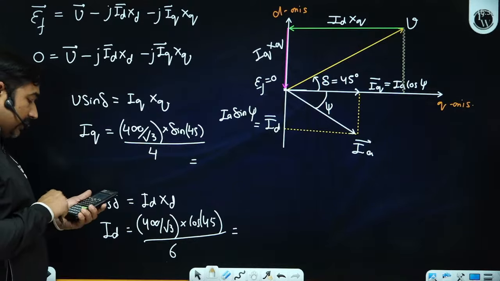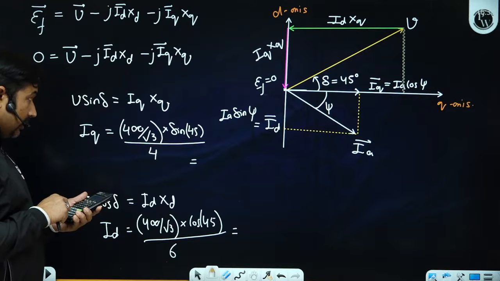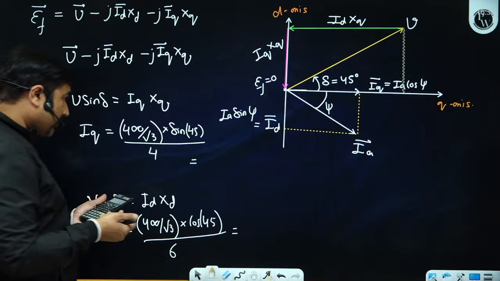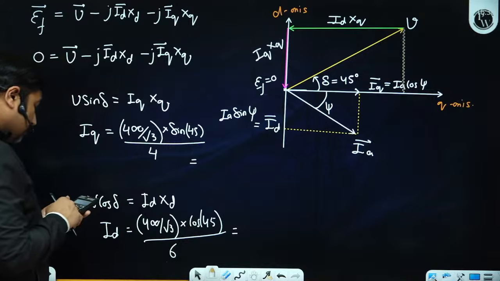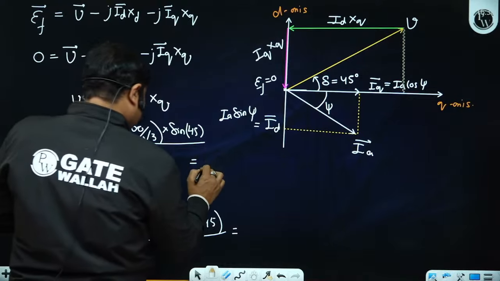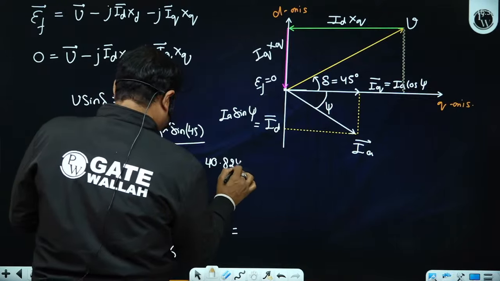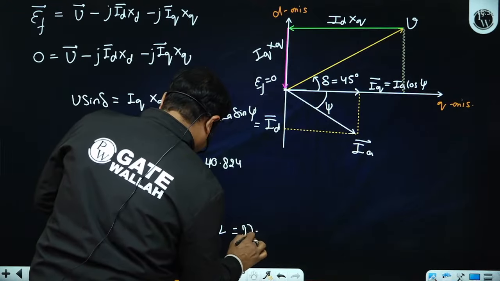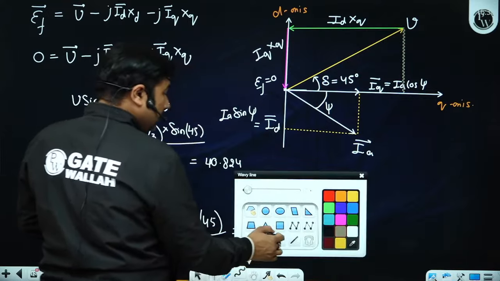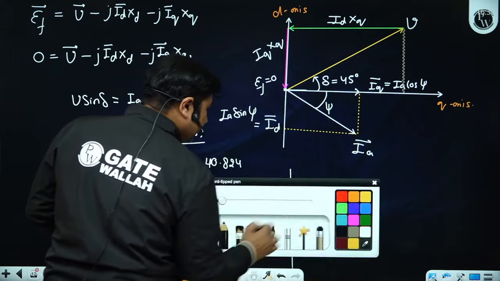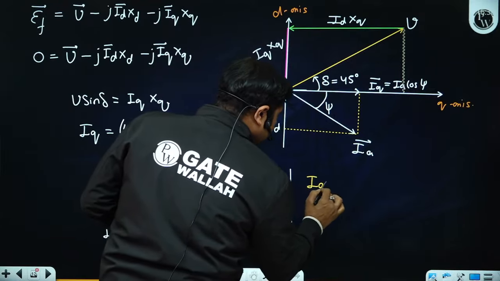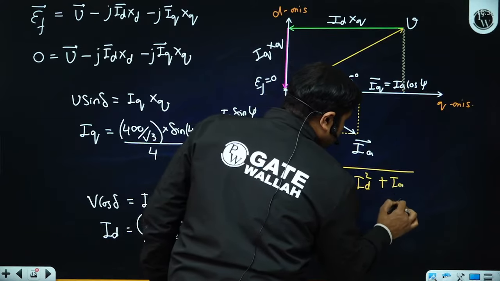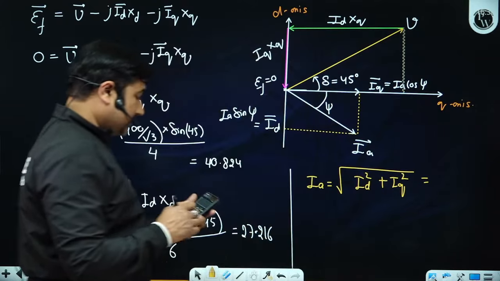This will become 400 by root 3 into sine 45. You can write sine 45 or cos 45, both are the same only. So, divided by 4, this would become 40.842, divided by 6 will become 27.216 only. Now, you can calculate the armature current. Armature current is equal to root over of ID square plus IQ square, because these two are 90 degree displaced.